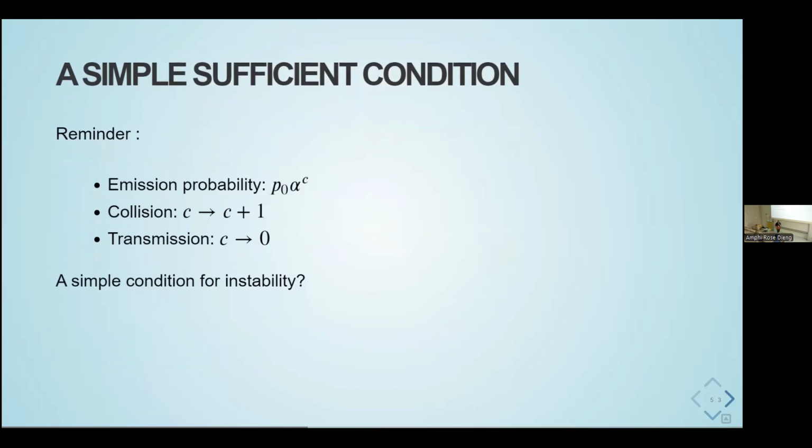Okay, but still think about stability and try to think of a simple condition for instability. So remember the model. You've got for each station an emission probability P0 alpha to the power of C. You increase C by 1 if you have a collision. You reset C to 0 if you have a transmission. So can you think of a simple condition that ensures that the system will not be stable?